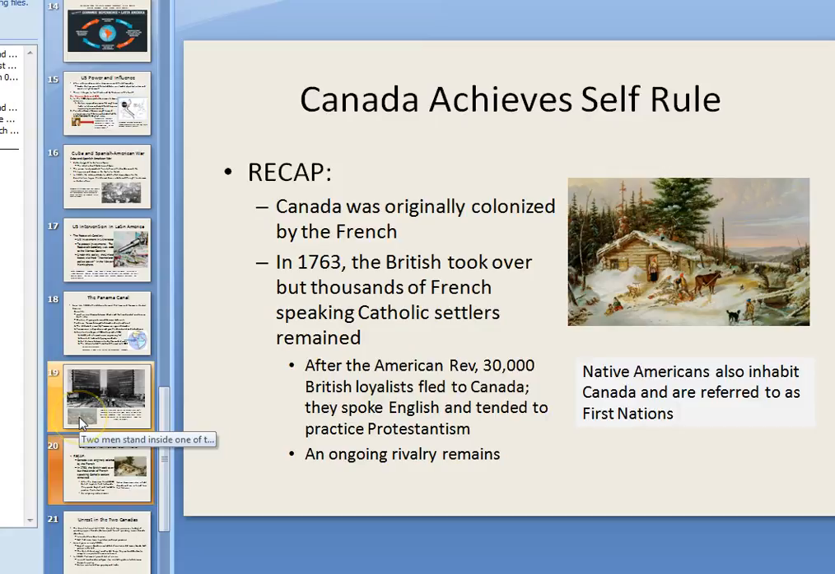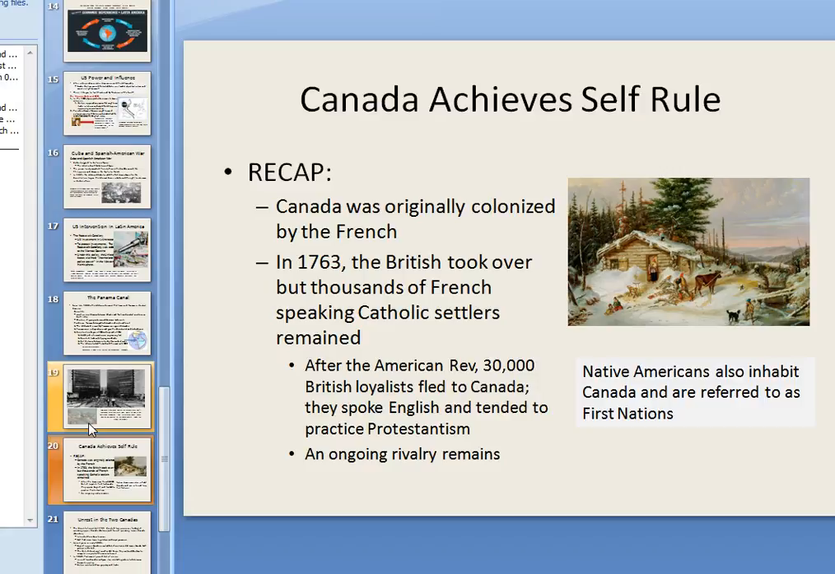Okay, so part of the Americas is Canada. Canada also achieved self-rule from Britain. Originally it was colonized by the French, and then in 1763 the British took over, but there were still thousands of French-speaking Catholic settlers. And more English-speaking settlers came in after the American Revolution.